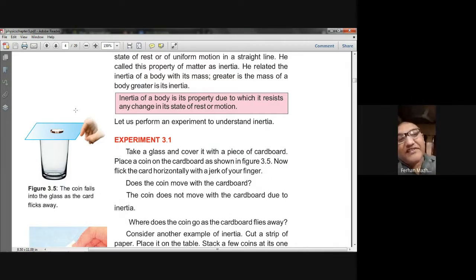In this case, the card moves underneath the coin. When you hit it with your finger, it's gone. It flies away. But the coin says, I don't want to move. So that's why it falls into the glass.